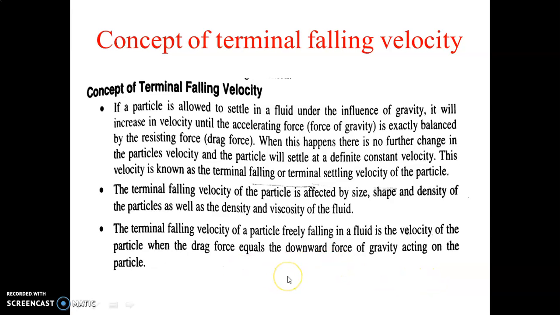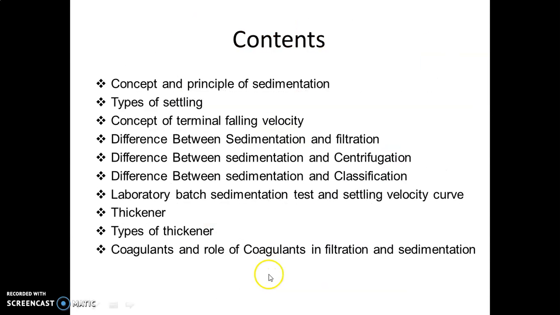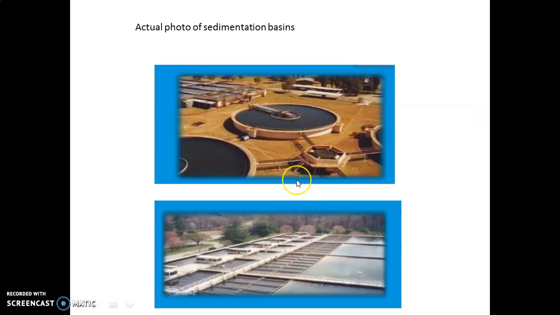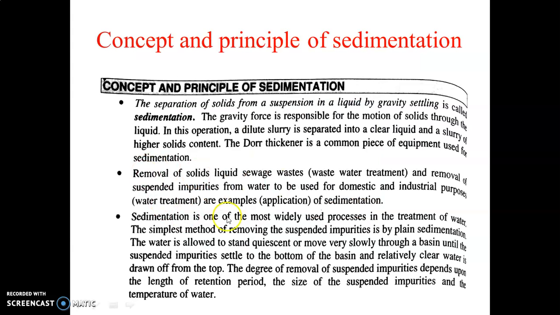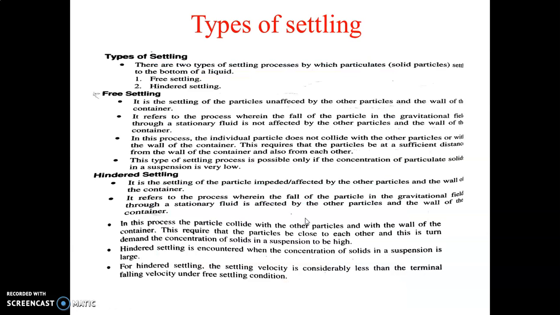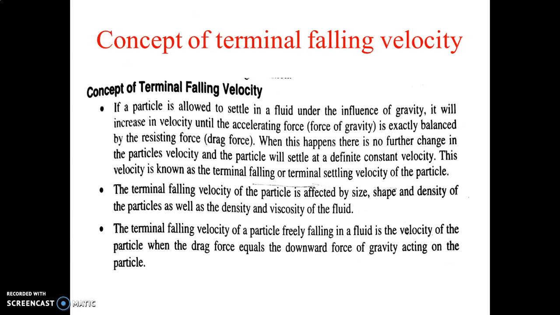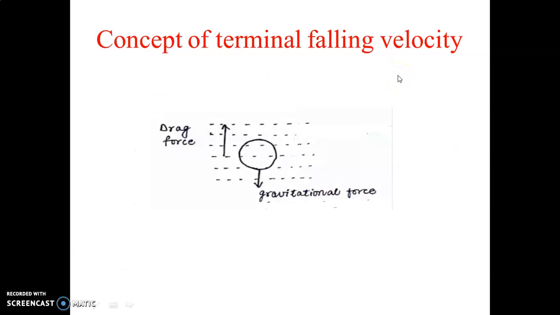So here we will stop the lecture. In this lecture we have discussed three points. The first one is the concept and principle of sedimentation. Then how sedimentation is applicable in wastewater treatment, for domestic and industrial purposes. Then we discussed settling, free settling and hindered settling, and at the end of the lecture we discussed the terminal falling velocity. The remaining part we will discuss in the next lecture.